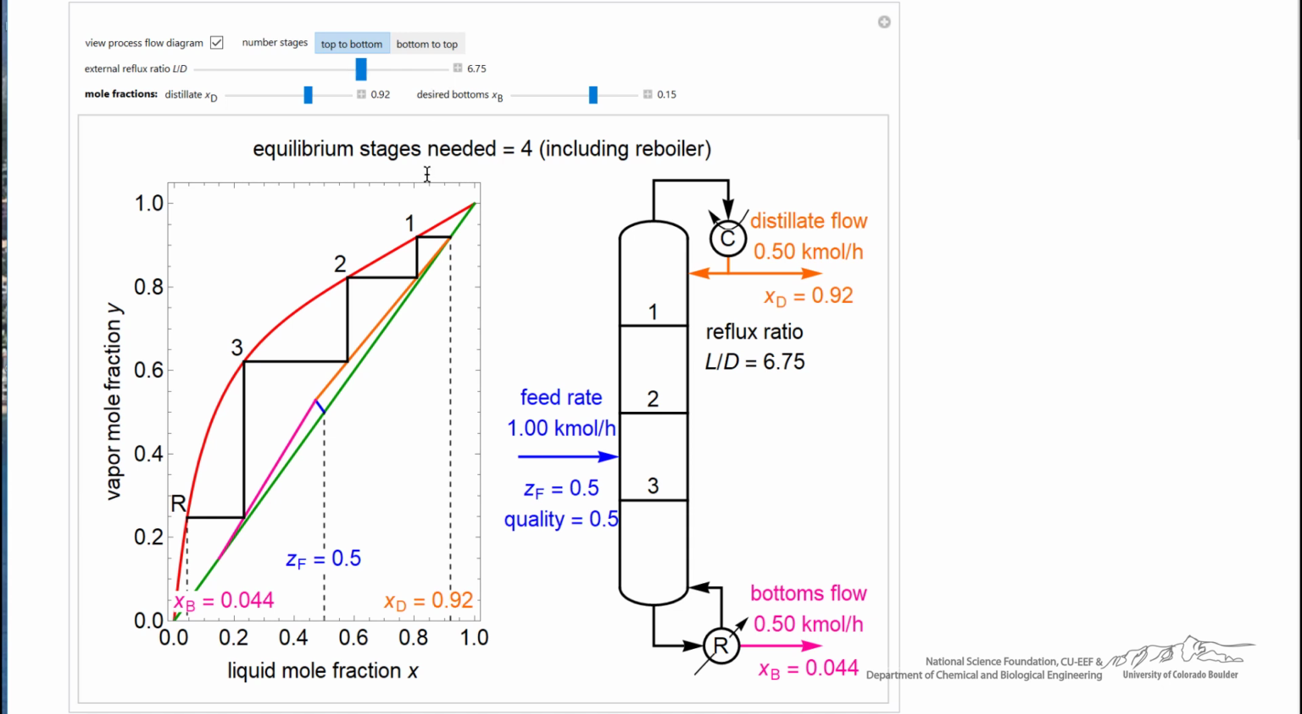So the idea is that hopefully this simulation helps you understand how we step through to determine the number of stages by using mass balance on this line here and here, and equilibrium compositions here, here, here, the phases that are in equilibrium.